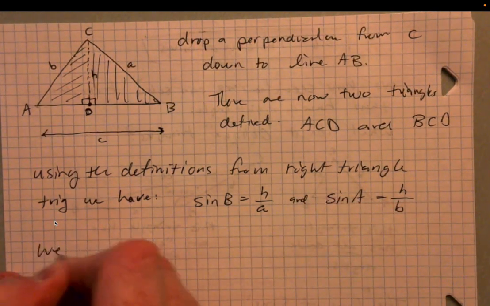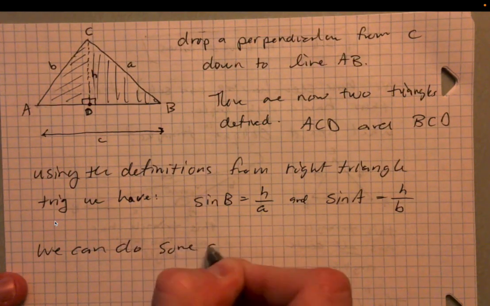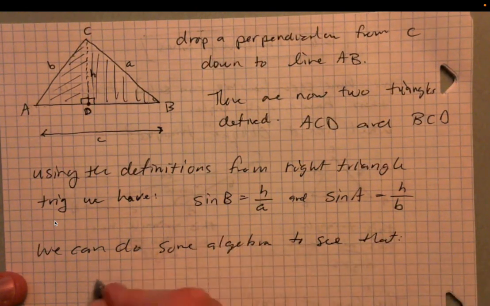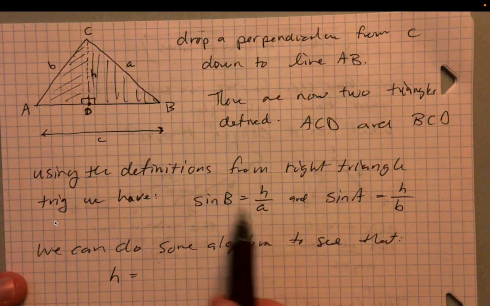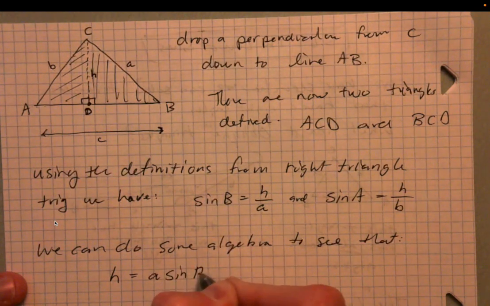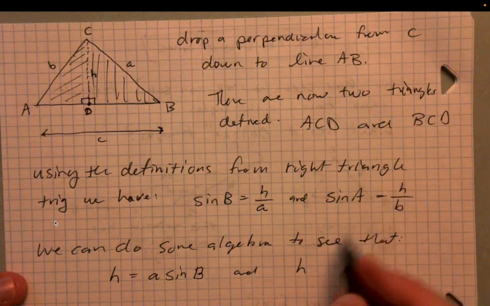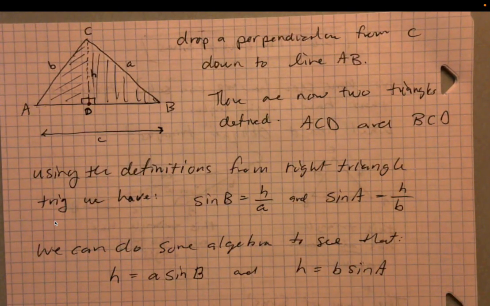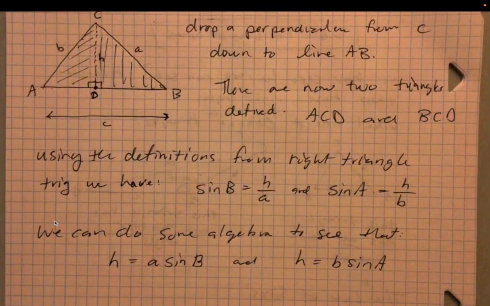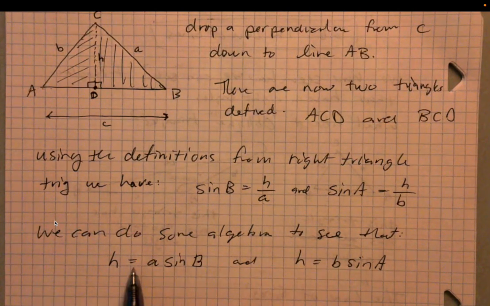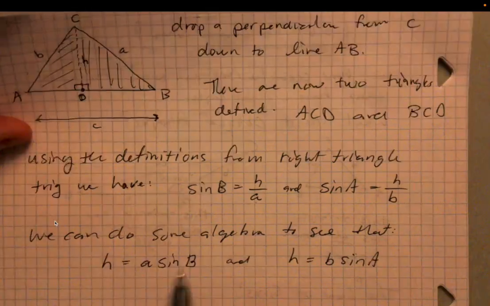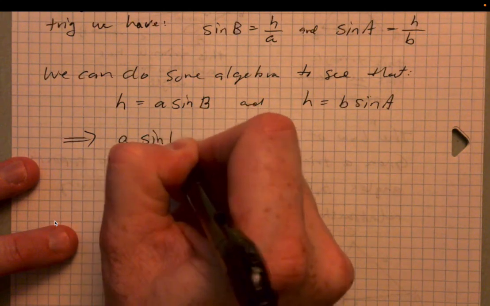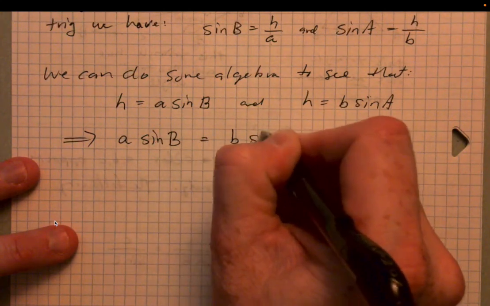And we can use these. We can do some algebra to see that h here is equal to a times the sine of b, and h over here is equal to b times the sine of a. Very nice. And so I've got two expressions for h. I've got two equations, both of them solved for h, so I can equate these two, right? So this is going to imply that a sine of b is equal to b sine of a.